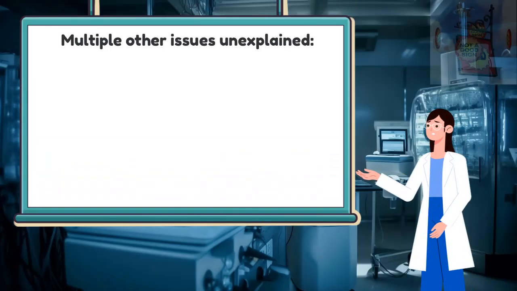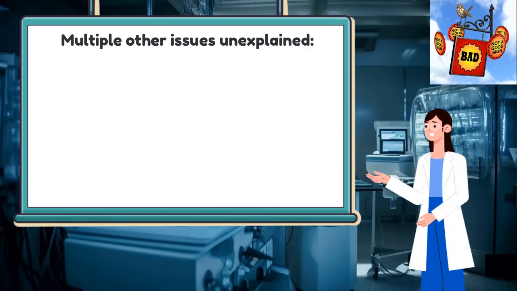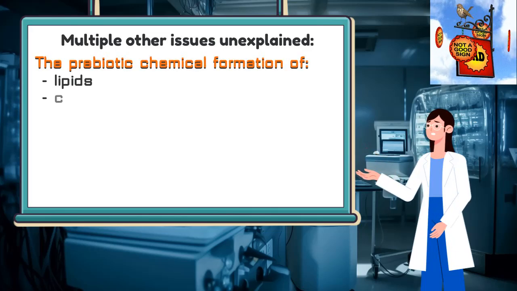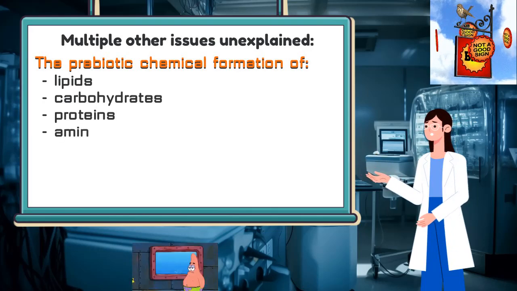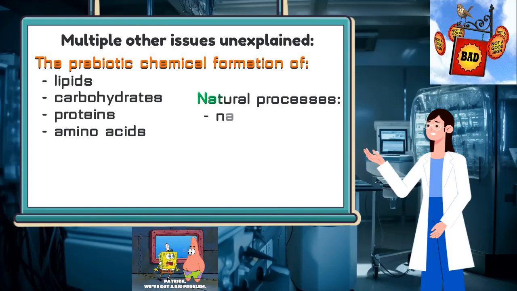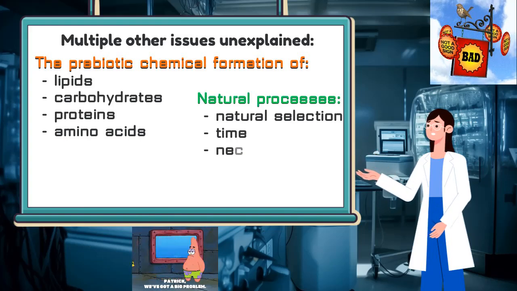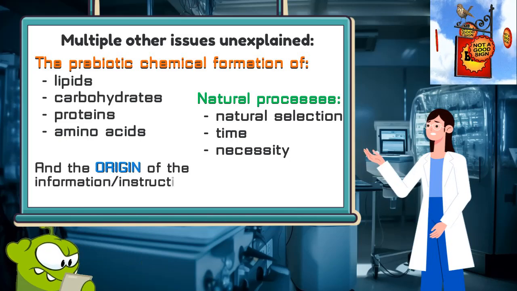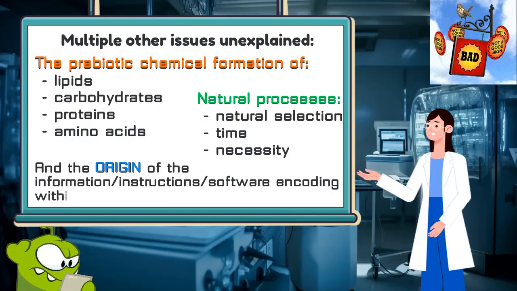In addition, multiple other issues are still yet to be explained, like the prebiotic chemical formation of lipids, carbohydrates, proteins, and amino acids by natural processes like natural selection, time and necessity, and the origin of the information, the instructions, or the software encoding within DNA or RNA.